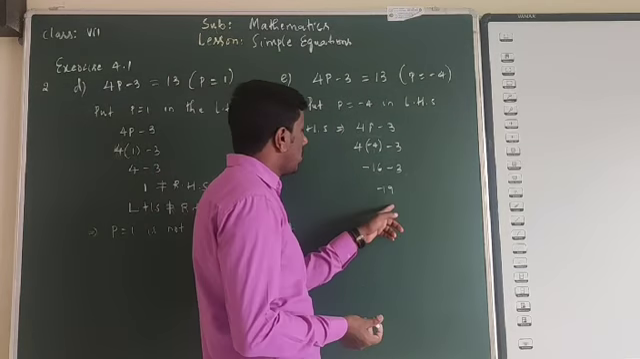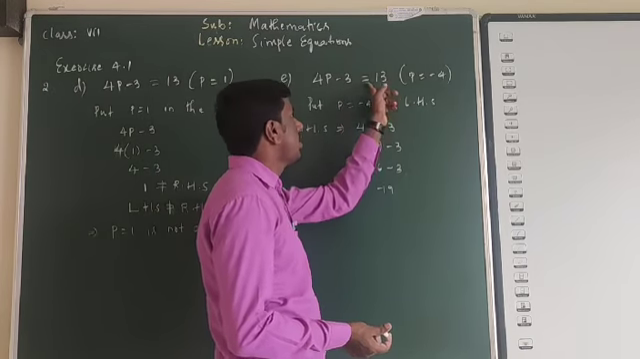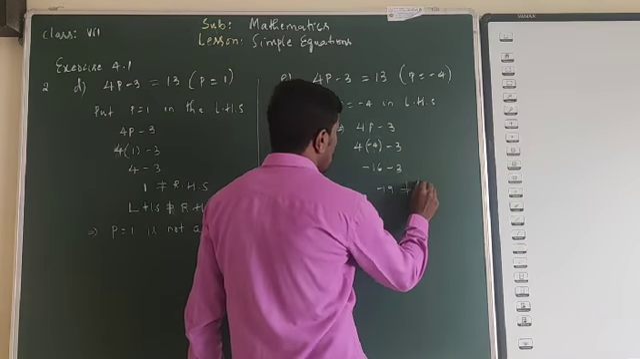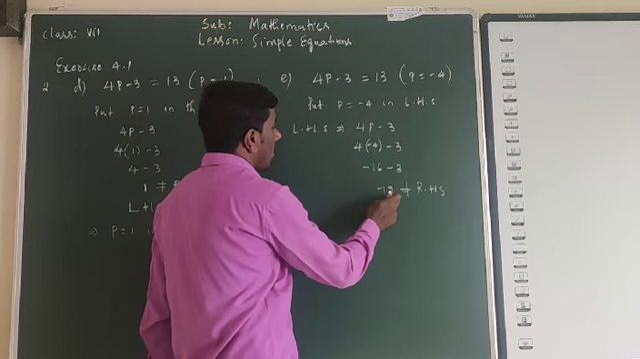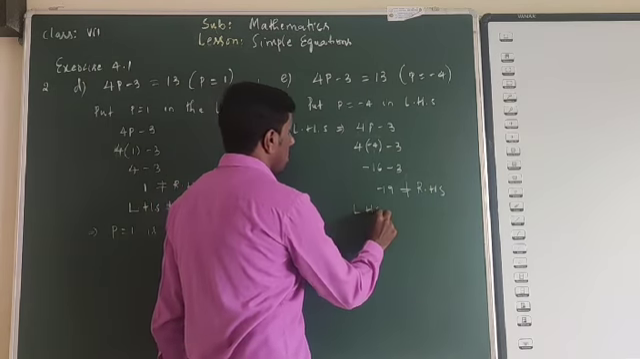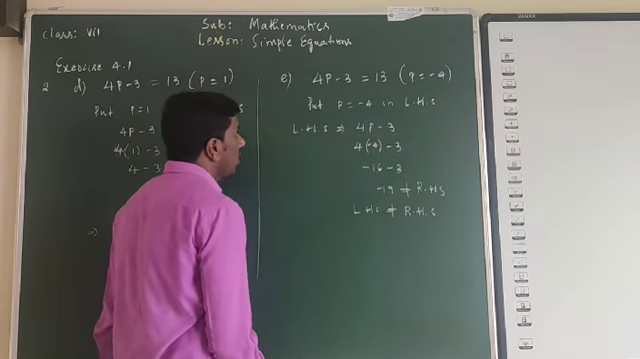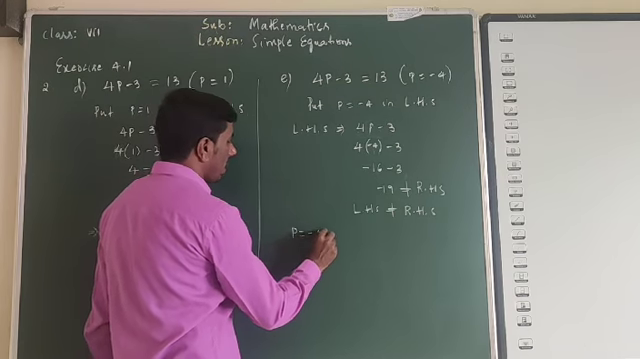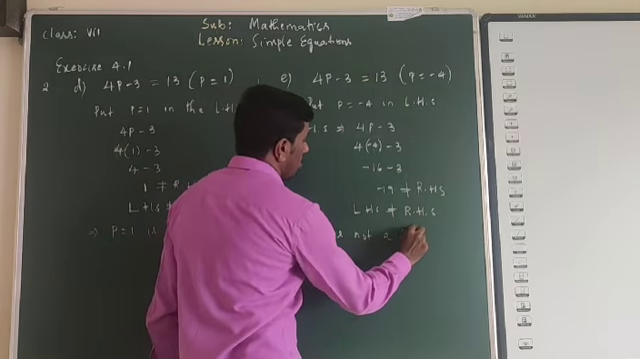Now you can observe that the simplification comes to minus 19, which is not equal to RHS. RHS is 13. We started with the LHS and arrived at minus 19, which is not equal to RHS. What is the conclusion? LHS is not equal to RHS. Clear? So since LHS is not equal to RHS, p is equal to the given value is not a solution.